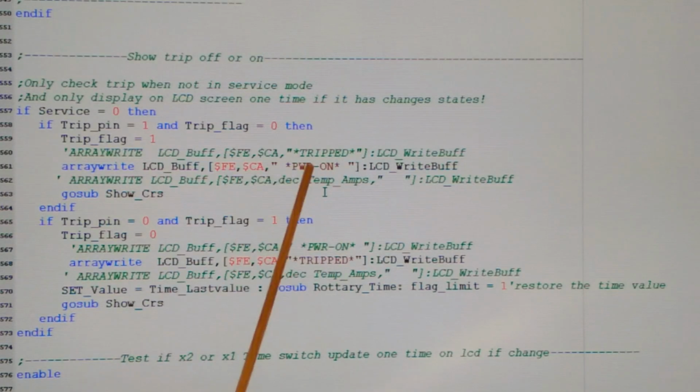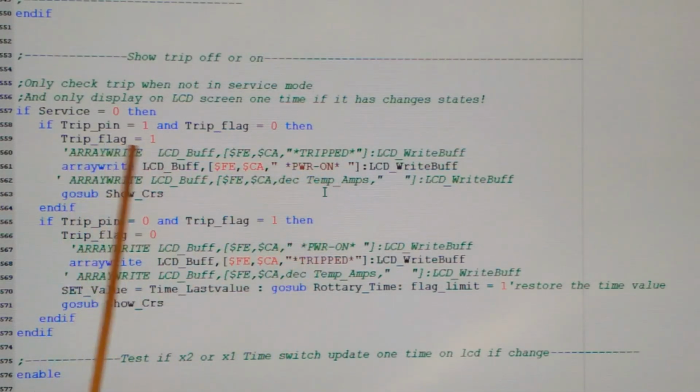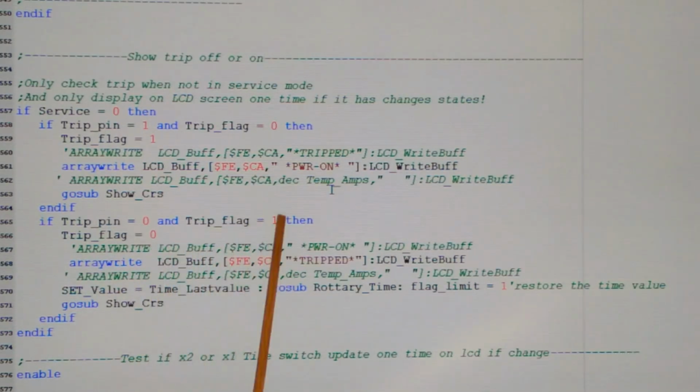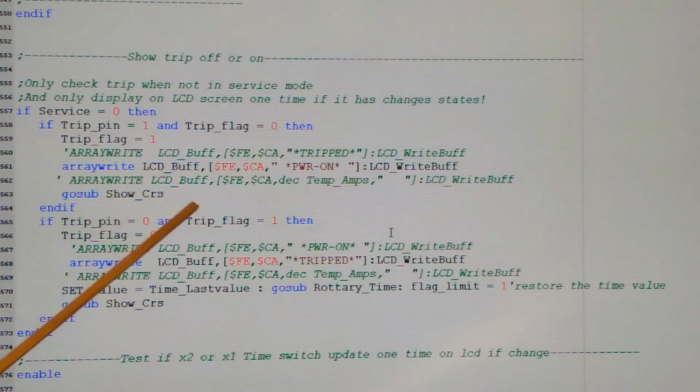So once you showed power on, set your trip flag to 1. If it's been tripped, it comes here, and the trip flag, set it to 0. So once it's tripped, the trip flag needs to be 1 again to do this loop. So I'm not unnecessarily talking to the LCD screen for nothing. So that's why it's written in that way. Again, I haven't seen people in Arduino doing that.